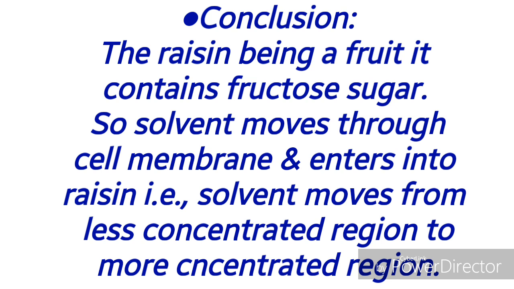Students, now let us see the conclusion of the experiment. The raisin being a fruit, it contains fructose sugar, so solvent moves through the cell membrane and enters into the raisin. That is, solvent moves from less concentrated region to more concentrated region. So as a result, endosmosis happens.